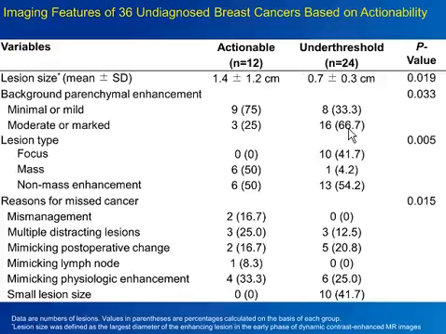Visible findings in the breast of marked or moderate BPE were less definite than that of mild or minimal BPE, and were classified as the under-threshold group rather than the actionable group. With regard to the reasons for undiagnosed cancers, mimicking physiologic enhancement, small lesion size, mimicking post-operative change, and multiple distracting lesions were common reasons.